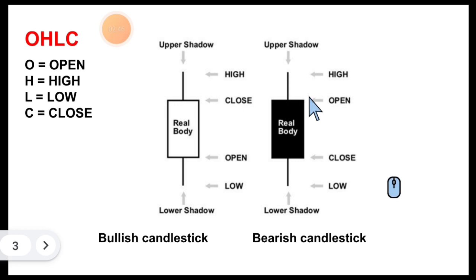The candle opened here. This was the high it attained, but price did not stay there. It opened here, then it went down to this low, and then closed here. So it opened at the top and closed at the bottom. This is a bearish candle. Open at the bottom and close at the top is a bullish candle. So we are using the OHLC.